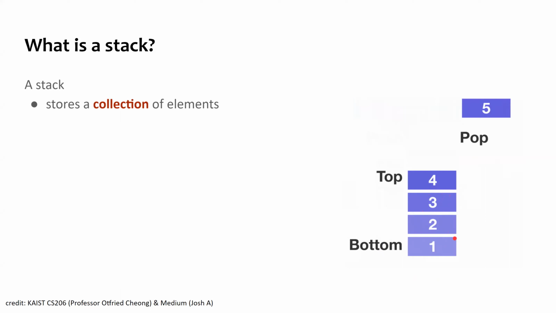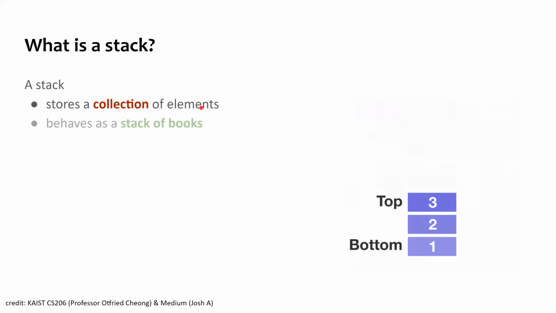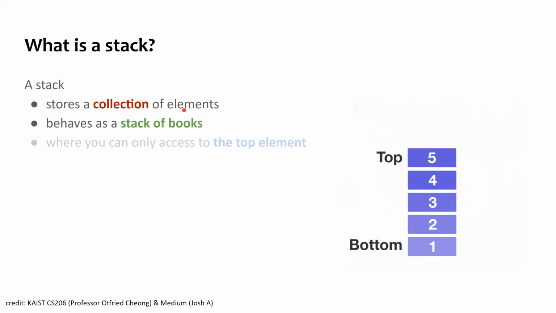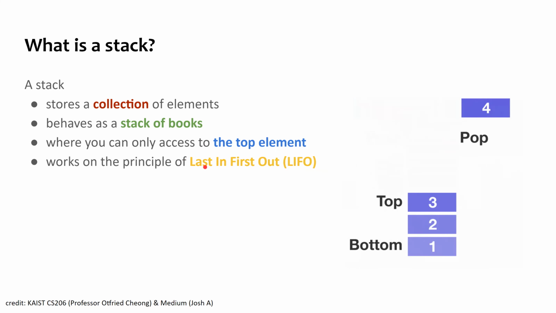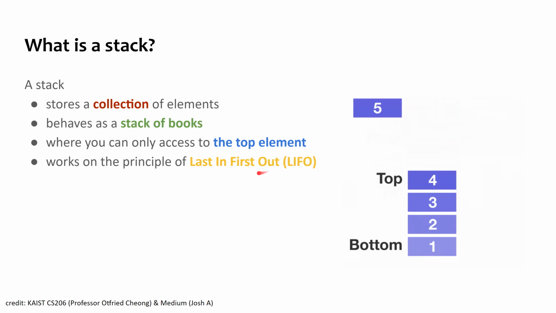So formally, a stack also stores a collection of elements or items and behaves like a stack of books, where you can only access the top element. You can only add new items to the top or retrieve an item from the top. This principle is called last in, first out. The last item put on top gets retrieved first. The last one going into the stack gets out first. That is what a stack is.